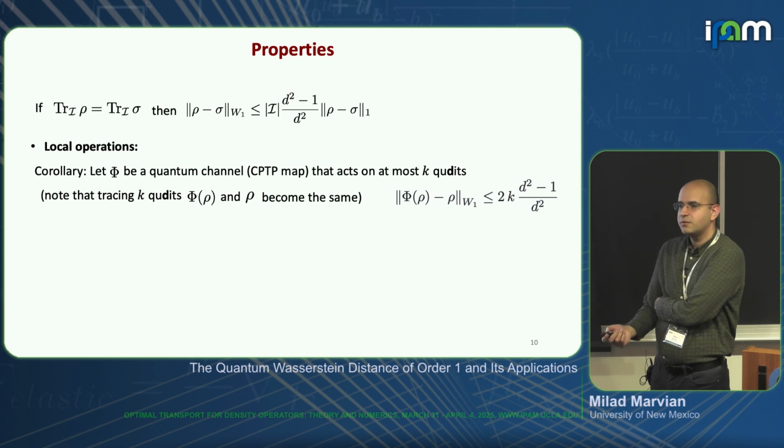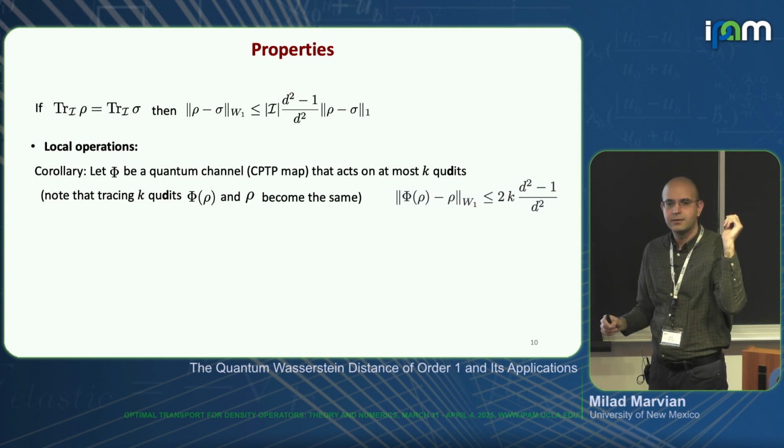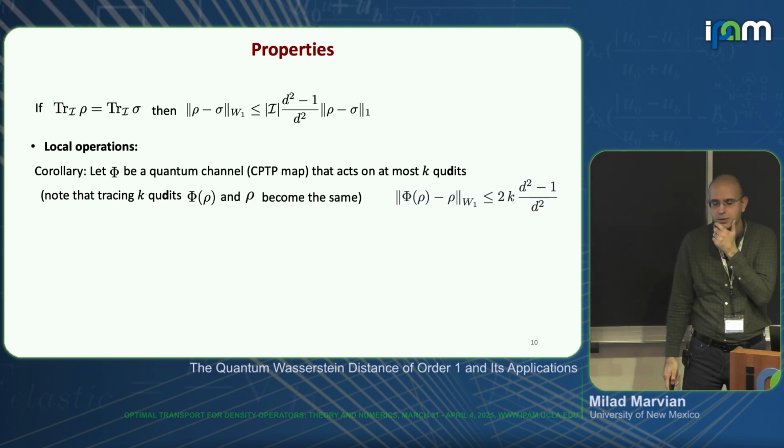These are the things that we couldn't get with trace distance, because with trace distance, the moment you even touch one of the qubits, it can go as far as it can, right? But this gives you a notion of locality on how far it's going.